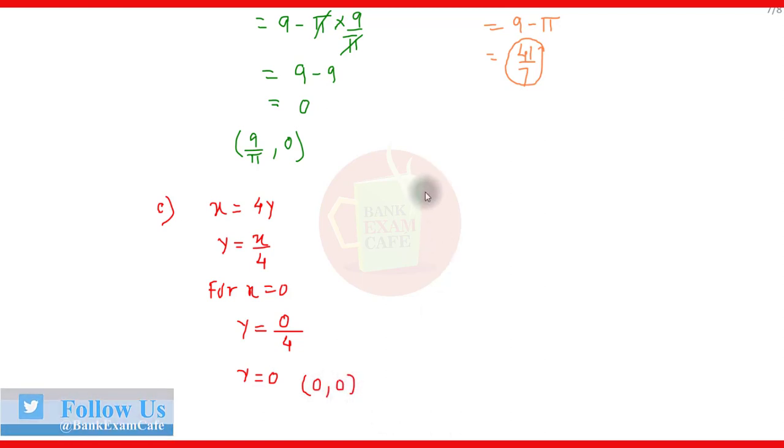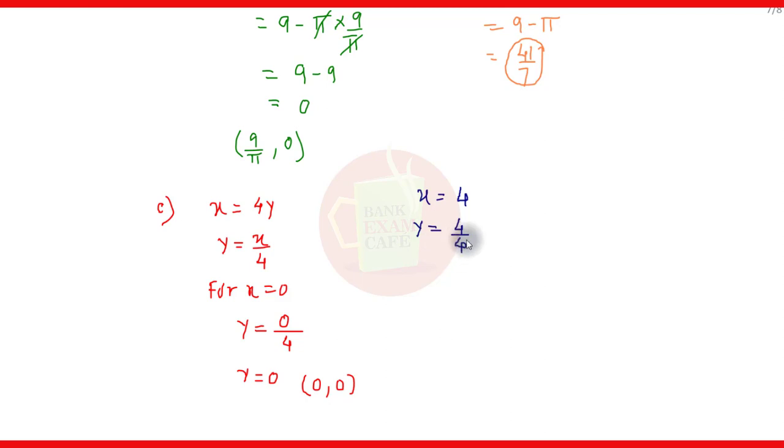Now for the second, we will assume that x is equal to 4. You can take any number, -1, 2, 3, no problem. But here I am taking the value of x as 4, because here 4 and 4 will get cancelled. So for x is equal to 4, we will get y is equal to 4 upon 4. So 4 ones are 4, 4 ones are 4. So y is equal to 1. So we get the second set of solution. For the value of x as 4, we get the corresponding value of y as 1.